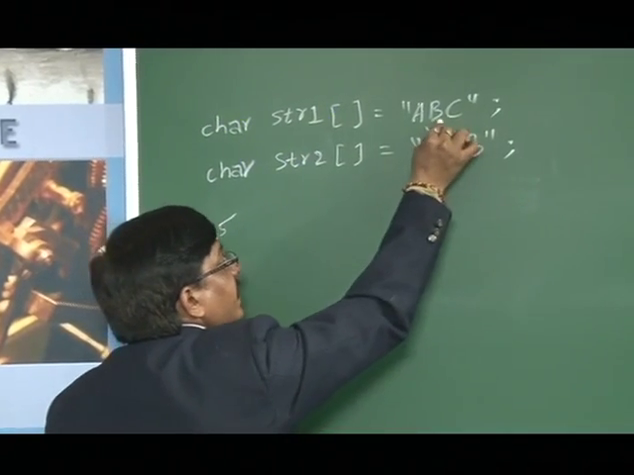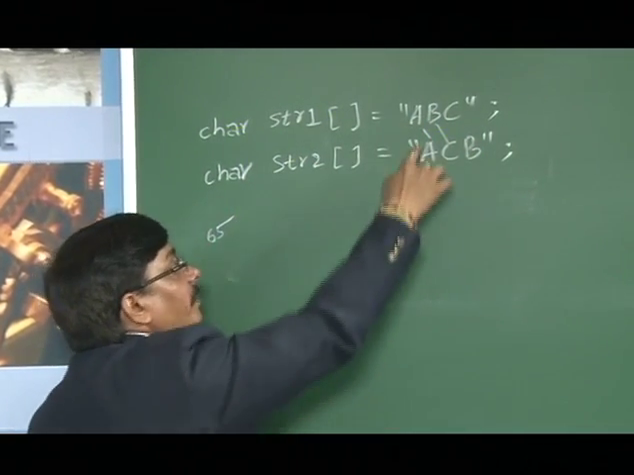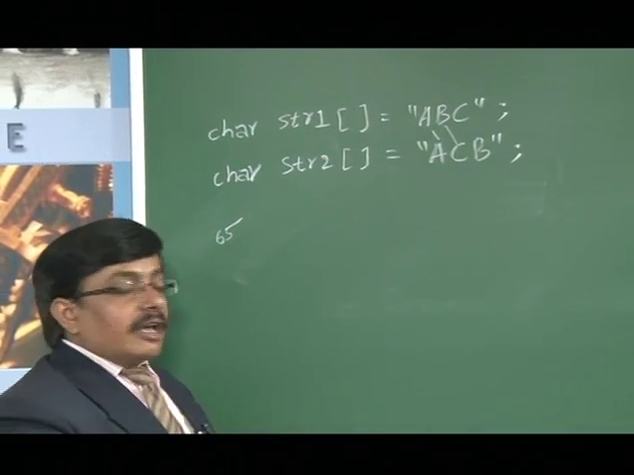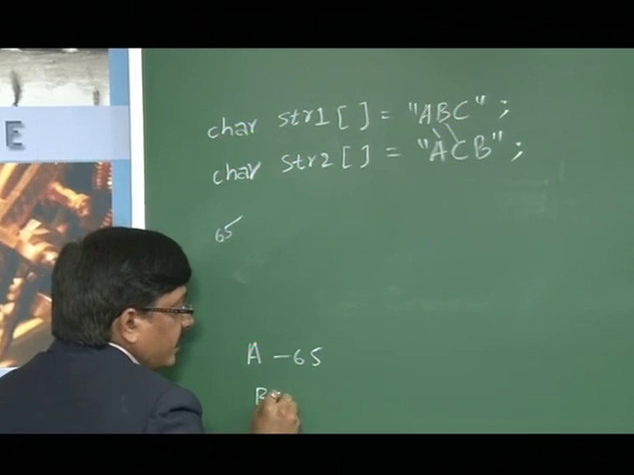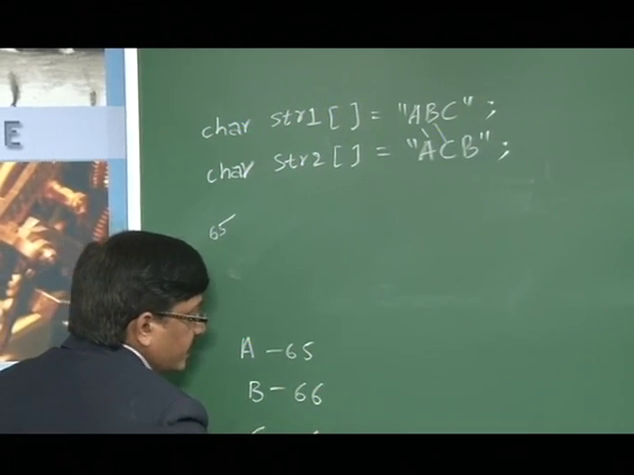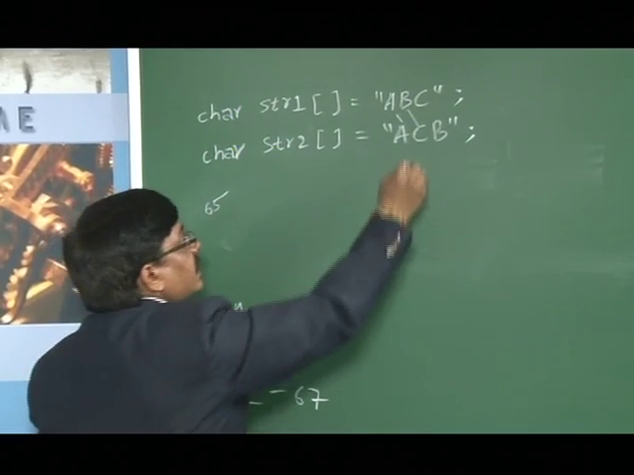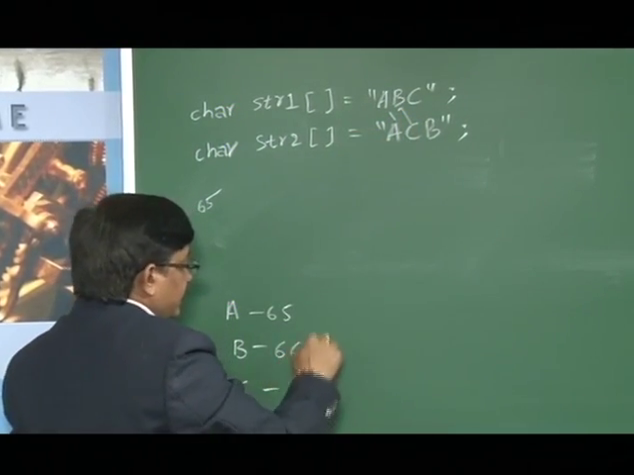Again, when I compare the next characters, B and C, it is a capital B and a capital C there. Normally, what are the ASCII values? The A value is 65, the B value is 66 and the C value is 67. Now what happens is, the B value is less than the C value.